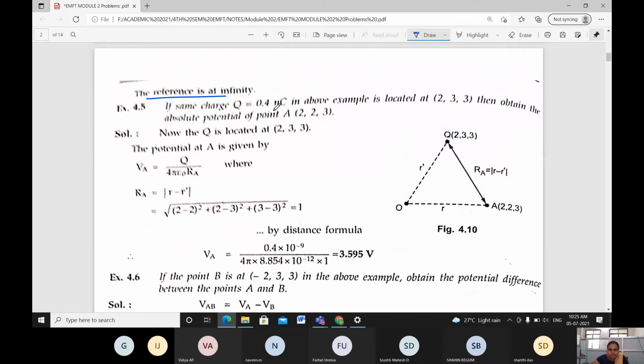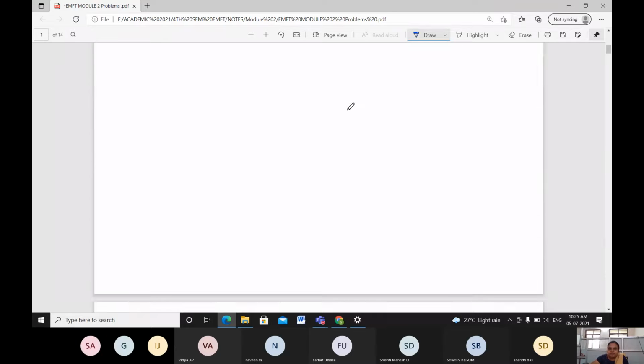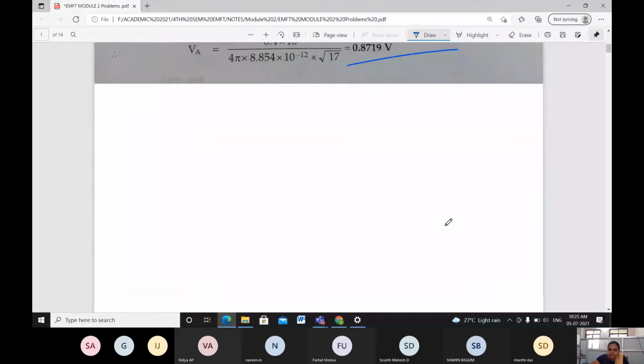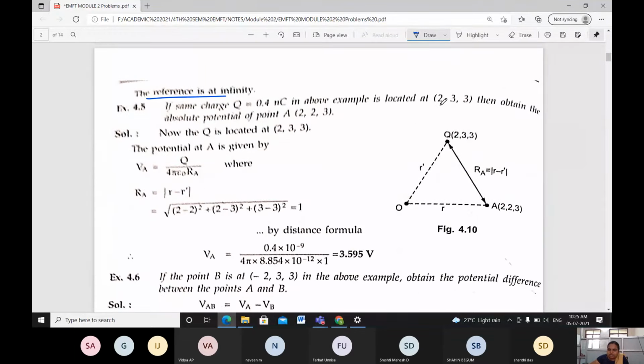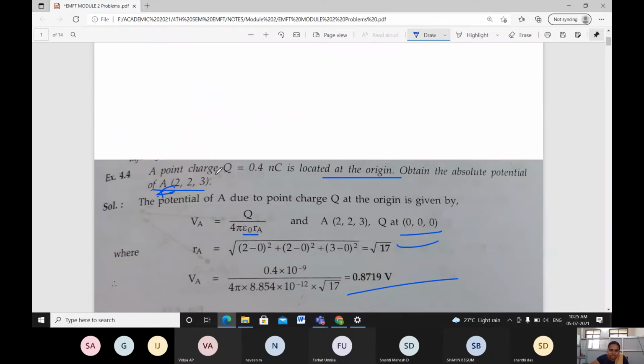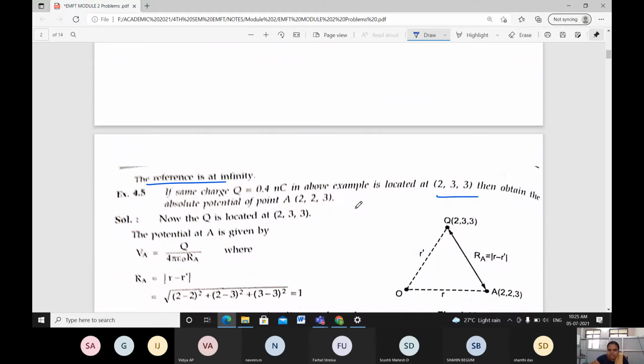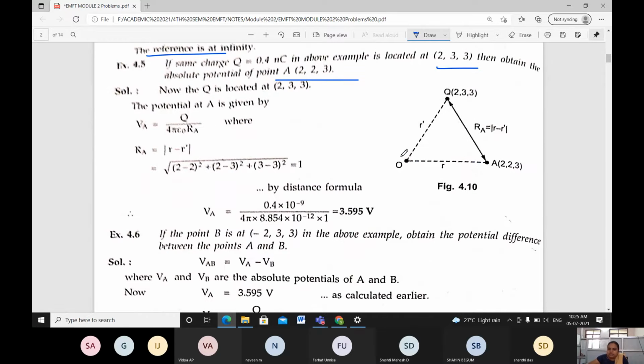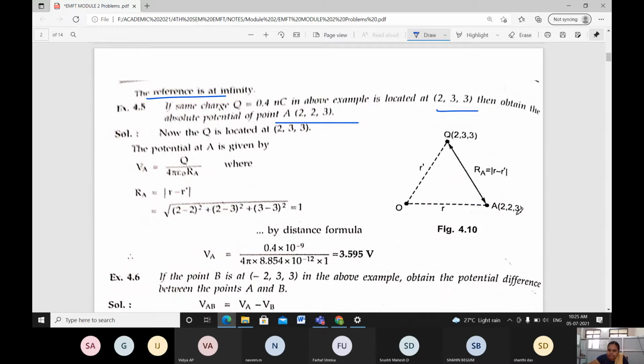Okay, next problem, the same point charge, but instead of being located at the origin, it's located at a different location, here taken as 2, 3, 3. In the previous case the point charge was at the origin, but now it is shifted, and the A point remains the same. Therefore A is 2, 2, 3 only, but Q is at 2, 3, 3. Observe here, this is our origin, Q is located at 2, 3, 3 and A is located here at 2, 2, 3.